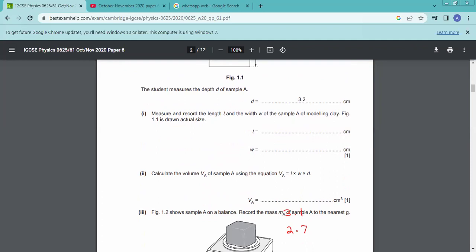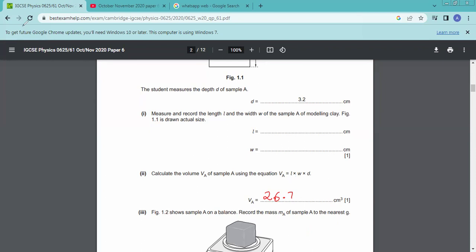So I get 26.784. So I am going to multiply the three values here. VA as 26.784. Basically, it's 784, but I'm going to take the value only till three significant figures. So this is the volume that I've taken from the dimensions given as length, width, and depth.